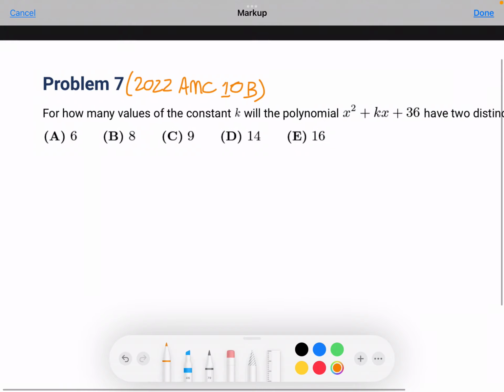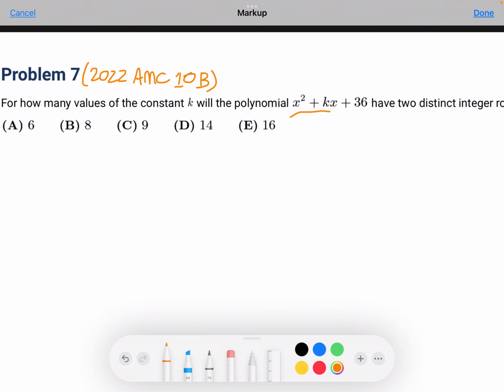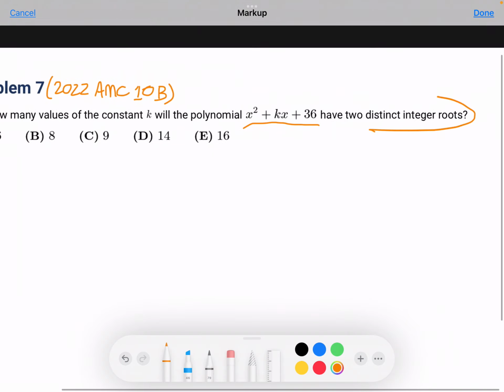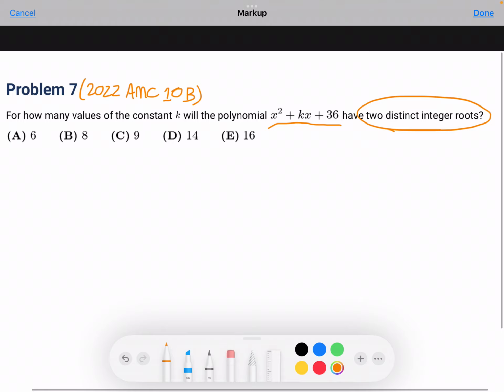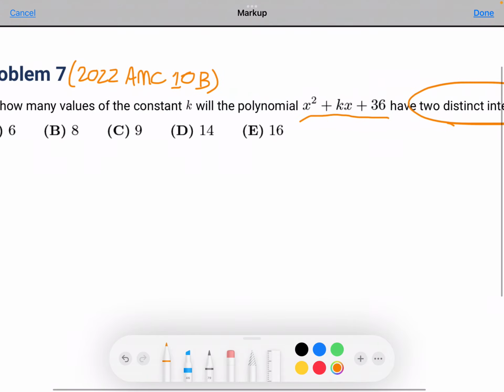Problem 7 of the 2022 AMC 10B. For how many values of the constant k will this polynomial have two distinct integer roots? So what this means by the roots are these over here.